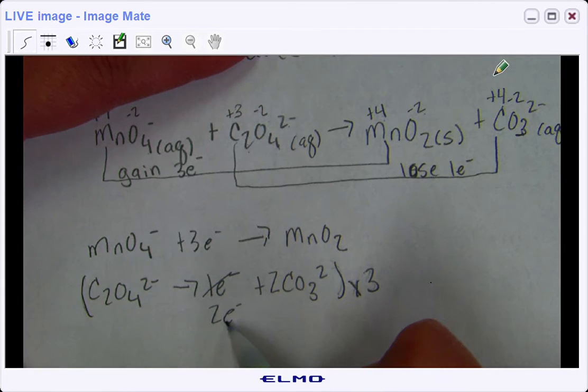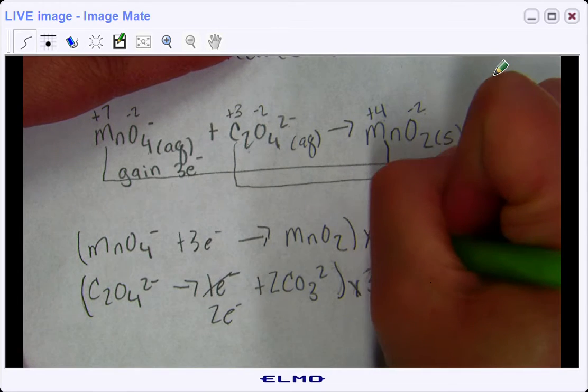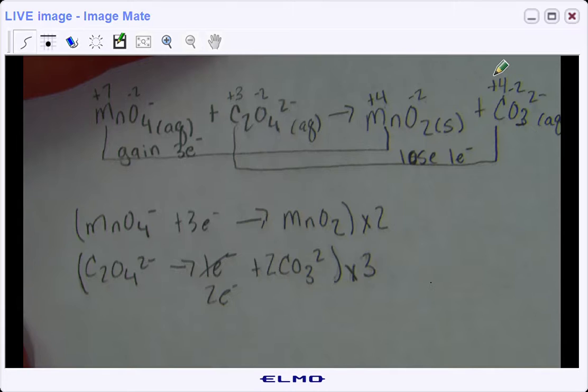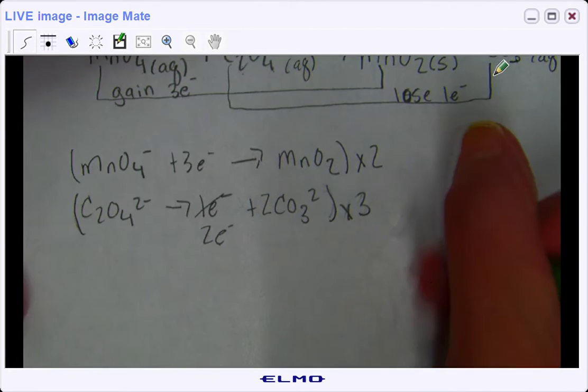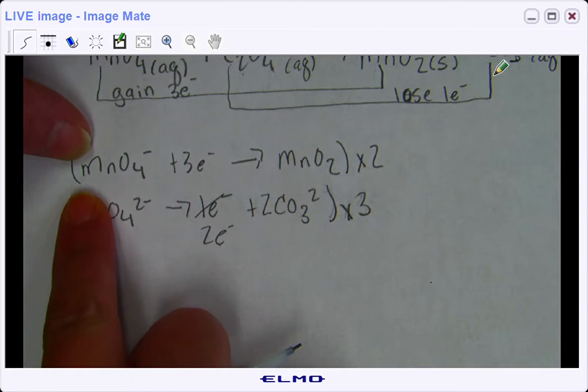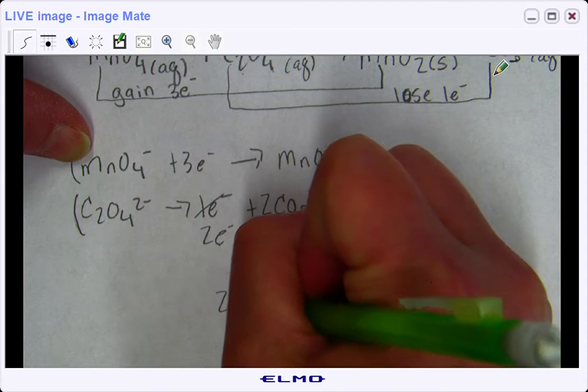But I have 2 total electrons, so I'm going to have to multiply my first reaction by 2 in order to get those electrons to balance. Now, I'm going to rewrite everything on a whole other line, making my work very clear to the reader, because my job as the student is to make things as crystal clear to the reader as possible.